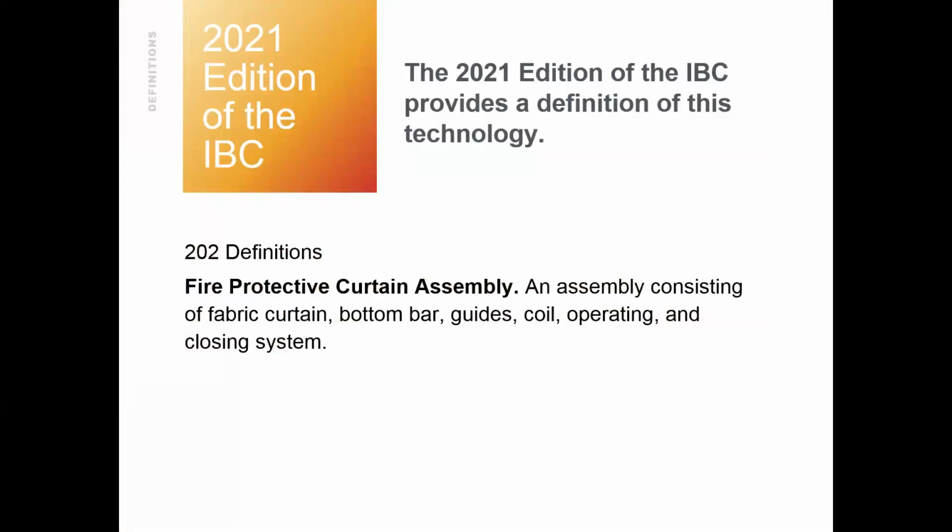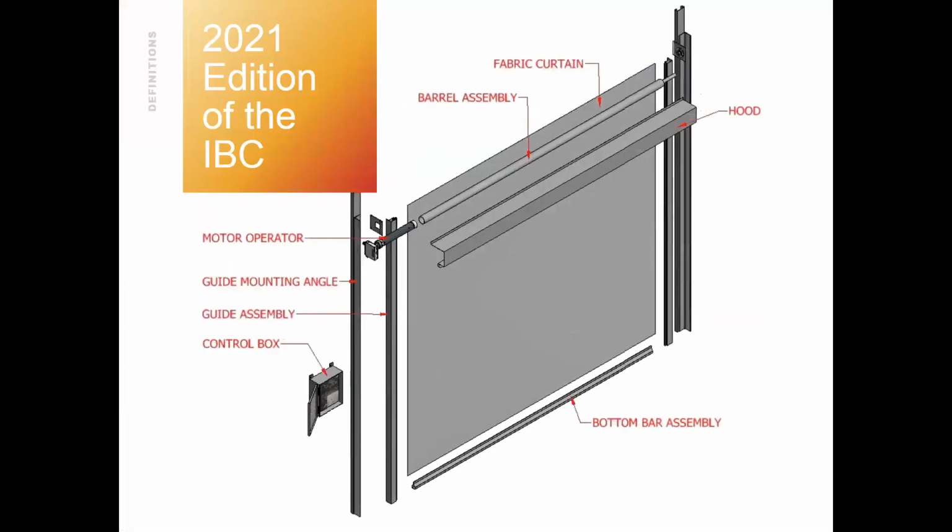And this is the definition that we're going to see. The assembly consisting of fabric curtain, bottom bar, coil, operating and closing system. Really, really engaging stuff. Basically, it's something that you guys have specified 100,000 times. There are standard roll-up doors, right? You see them in a garage or some kind of insulated situation. That's what we commonly see. The only difference is that housing. You can see all of these different nuances to this product, but the difference is that the coil box is going to be a lot smaller.